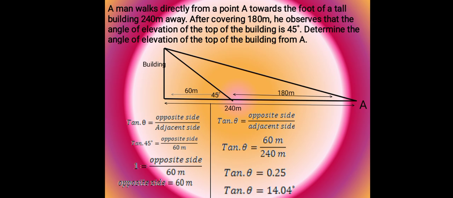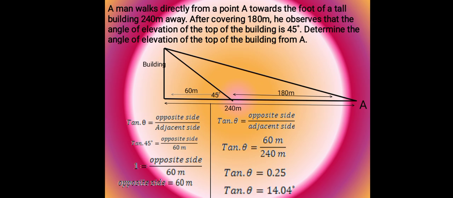Now we know that tan theta is equal to the opposite side over the adjacent side. Theta is 45 degrees. The opposite side, the building, we don't know, and we know the adjacent side, the distance from the building to where the man is, is 60 meters. Now the opposite side, or the height of the building, if we solve that, becomes 60 meters.